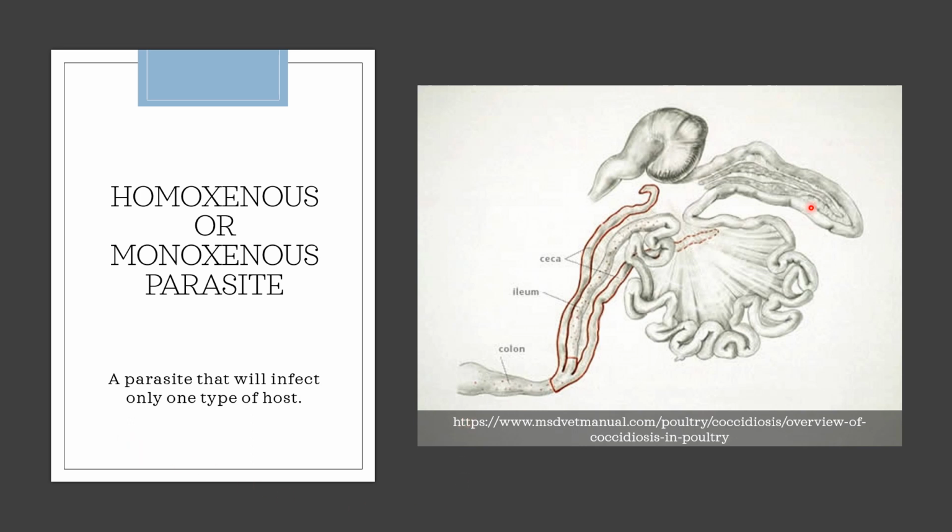So an example of this parasite is the Eimeria tenella. The Eimeria tenella is a species of Eimeria. Eimeria is a protozoa that causes hemorrhagic cecal coccidiosis in young poultry. This parasite is found worldwide. So this is an example of a homoxenous or monoxenous parasite.